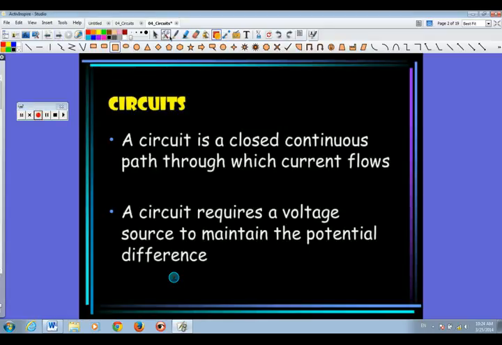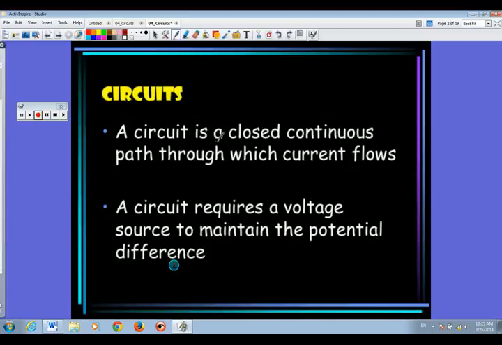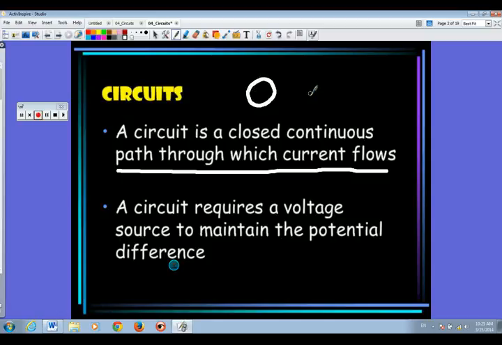What are we going to be looking at? A circuit is just a closed, continuous path through which current flows. Current is just the flow of electrons. So it has to be a closed path in some way, shape, or form. We're going to have two different types that we're going to look at, but basically it has to be closed. It can be a circle, it can be a square, it can be all kinds of things, right? But it has to be a closed path. It has to come back to where it starts.